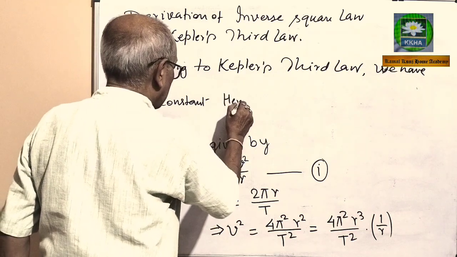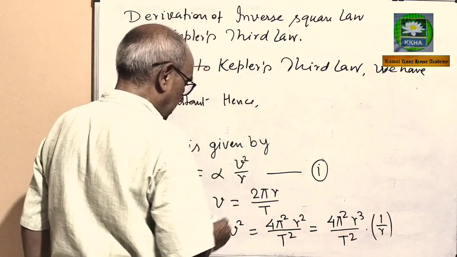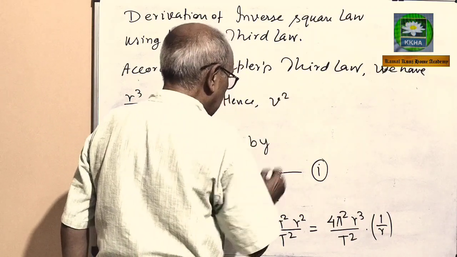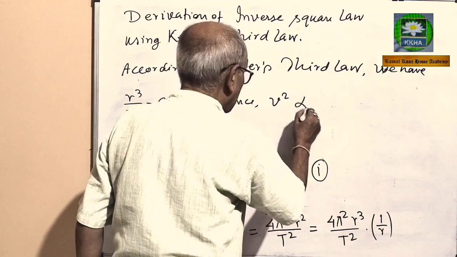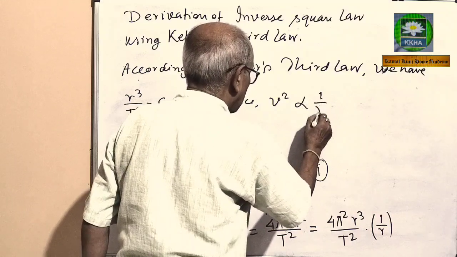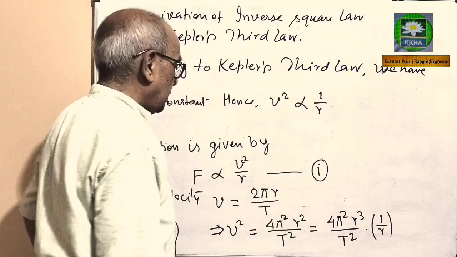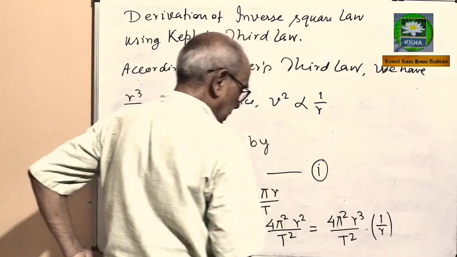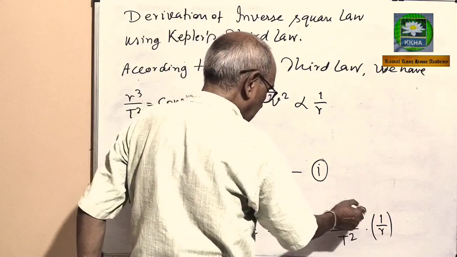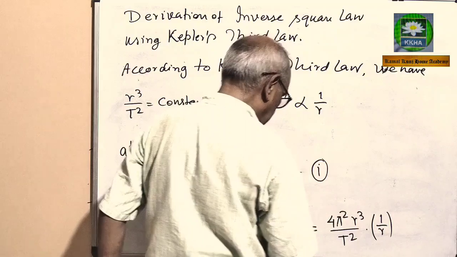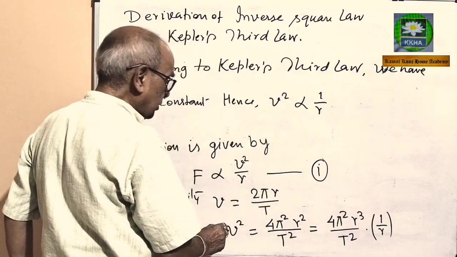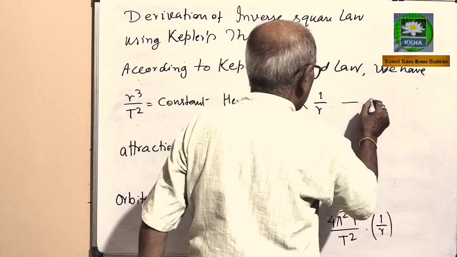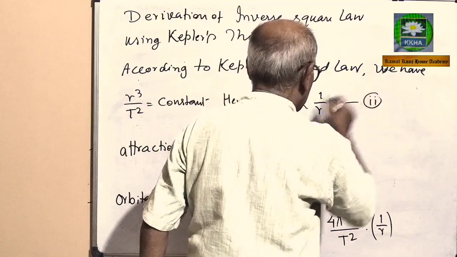Hence, v square is proportional to 1 upon r. Since r cube upon t square is constant and this is also constant, so this quantity is constant. Therefore, v square will be proportional to 1 upon r. Let this be the second equation.